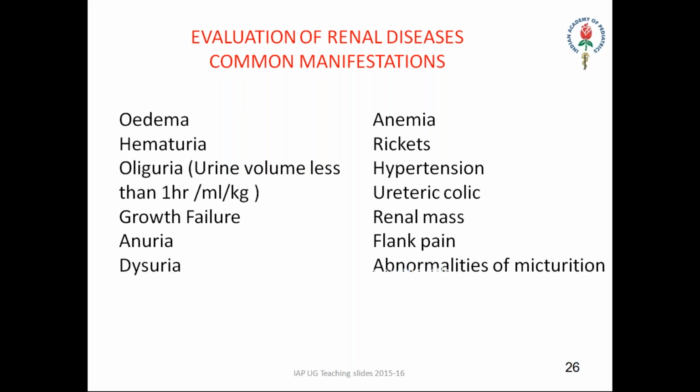So to evaluate, you have to ask about all these conditions: anemia and RTAs, rickets, renal rickets, you have to rule out hypertension and AGN, ureteric colic, any stones, renal mass, presence of multicystic or polycystic kidneys, flank pain in UTIs, and abnormalities of micturition. Even in UTIs, urgency and frequency are common. So to rule out, first you have to take all the common manifestations of your hematuria.